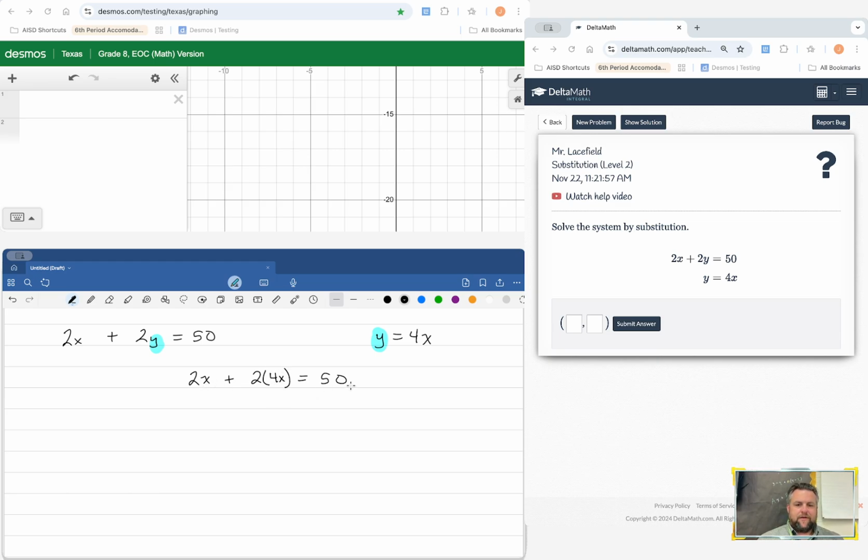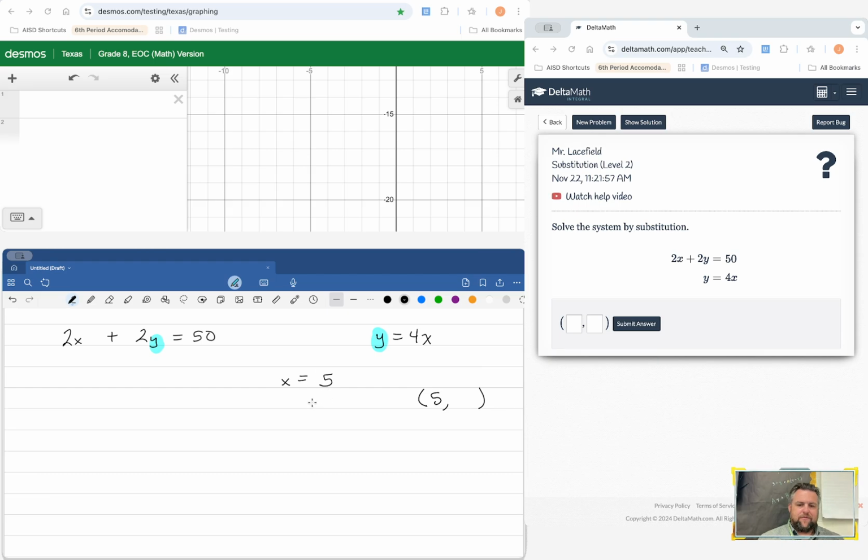Now we only have one variable in the problem. We're solving for x. So let's distribute. We're going to end up with 2 times 4x, which is 8x. 2x plus 8x is 10x. Divide both sides by 10. We're left with x equals 50 divided by 10. The zeros will cancel. 5 divided by 1 is just 5. So in our solution point, we know that x is 5.